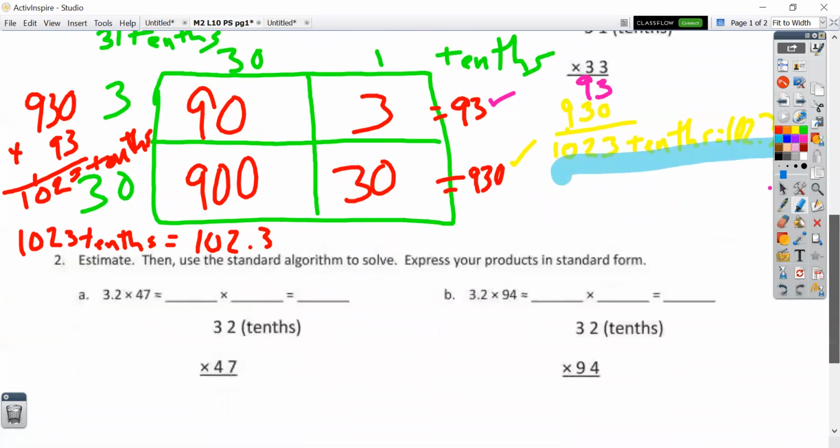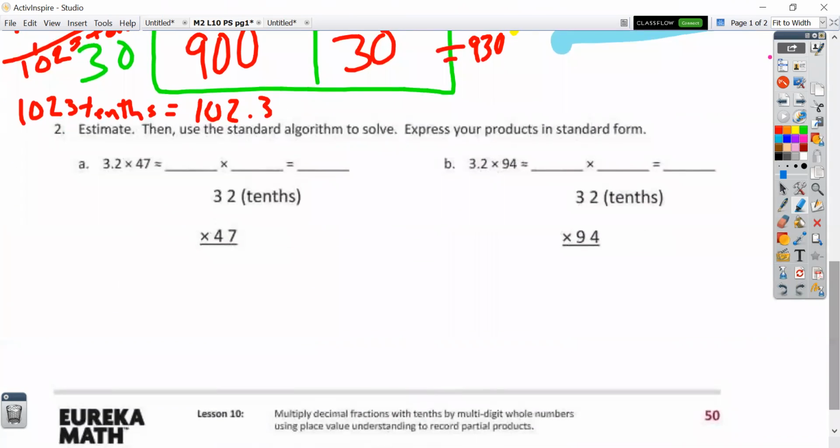All right, let's go ahead and see what the next part of the problem set's asking us to do. It says estimate and then just use the standard algorithm to solve. Express your products in standard form. Let's do A together, and then you're going to do B on your own. And then you'll check your work. So this is close to 3 times 50, right? Close to 3. So this should be close to 150. Well, they've already decomposed the tenths for us into 32 tenths.